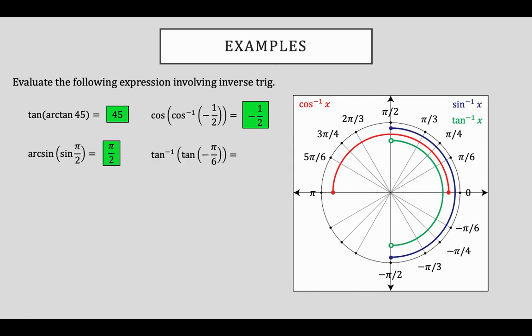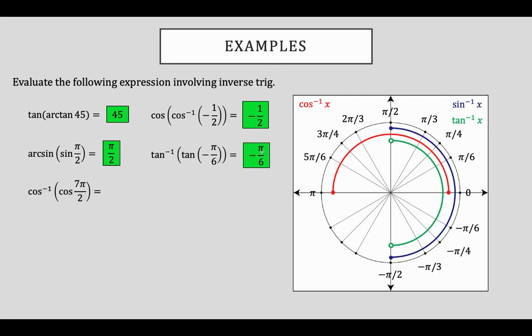And the inverse tangent of the tangent of negative pi over 6. Well, if we look at inverse tangent, the range for inverse tangent is negative pi over 2 to pi over 2. We're looking at negative pi over 6 here. Negative pi over 6 is certainly within that range. Therefore, those inverse operations cancel each other out, and we are left with negative pi over 6.